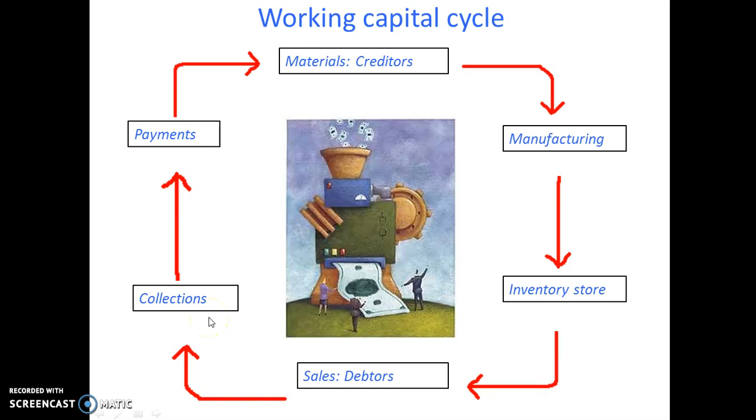So now a few days later, it could be up to 30 days, they collect the cash and only then do they have cash available to pay the creditors. But remember, the creditors could have demanded the cash a lot earlier, so that's where the shortfall comes in.